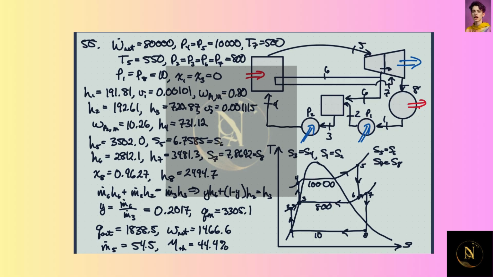The net work is this minus this. So with the net work, specific work, and the net power out, we can figure out the mass flow rate, and that winds up being 54.5 kilograms per second. And likewise, we can find the efficiency, the simplest way is this divided by this, and that winds up being 44.4%. So pretty efficient compared to the other systems we've analyzed in here.